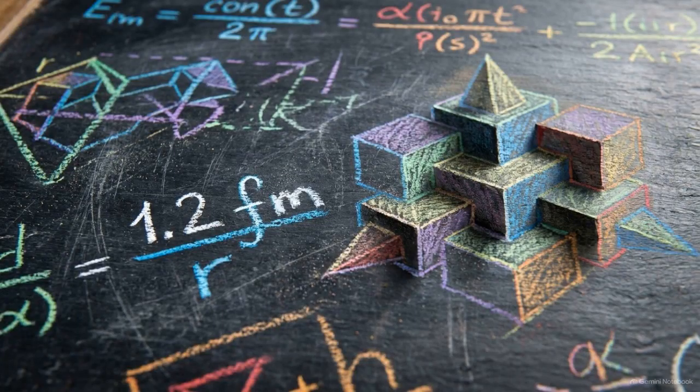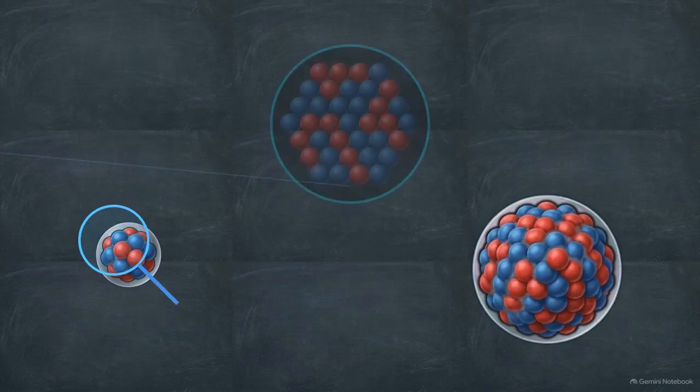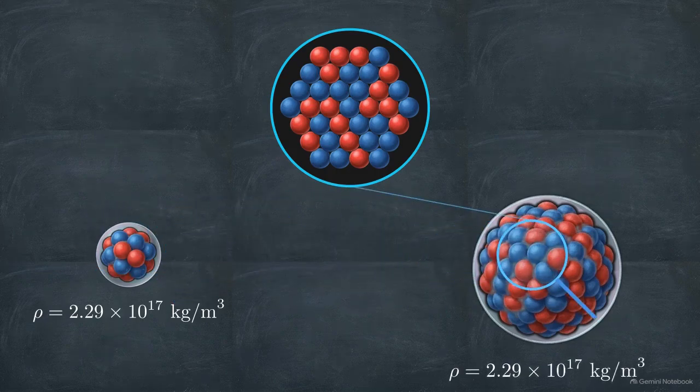By inputting the known values for the mass of a nucleon and the radius constant, we can solve for this universal density. The calculation yields 2.29 times 10 to the 17th kilograms per cubic meter. This constant value shows that nuclear matter behaves like an incompressible substance, a material that maintains a fixed density regardless of the number of particles packed into it. Whether we look at carbon or uranium, the core density remains the same.